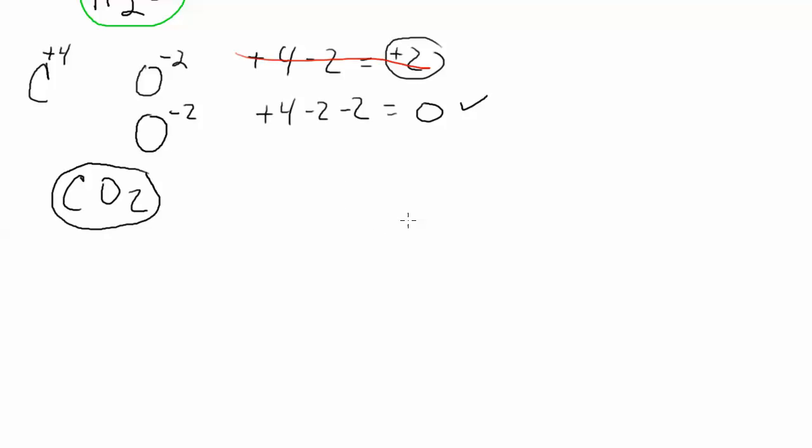Okay, so let's do another example. Let's say this time let's use a metal. We haven't used a metal yet. So let's say we have calcium and we have chlorine. So calcium is +2 and chlorine is -1. And +2 and -1 is +1. So that is not going to work out for us. So what are we going to do? We need more negative oxidation, so we're going to add another chlorine.